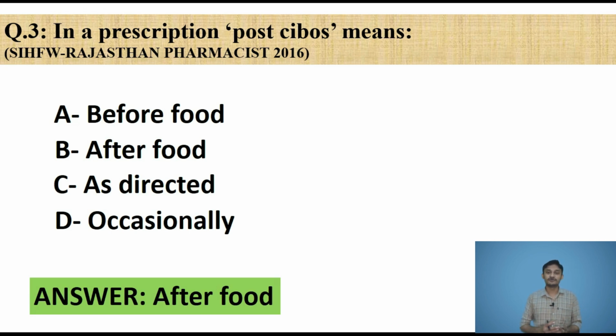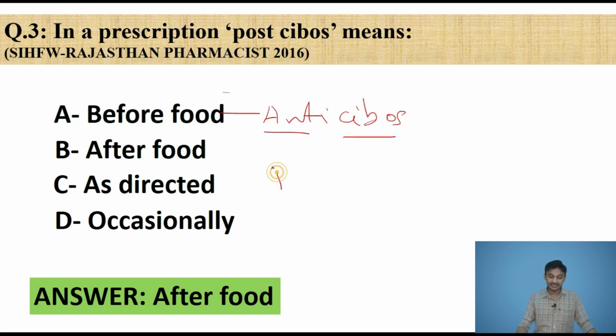So what is before food? What will we call in Latin term for the before food? For the before food, we will call it anti-cibos. Okay, anti-cibos, that is the before food. Anti means before, cibos means food. For between meals or between the food, that is called intercibos. Intercibos means between meal or between the food.